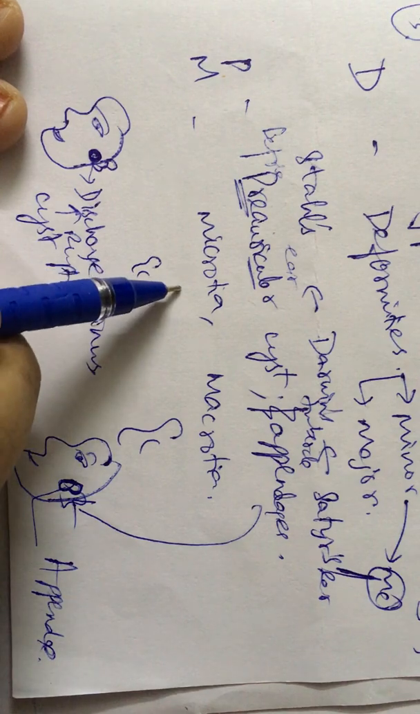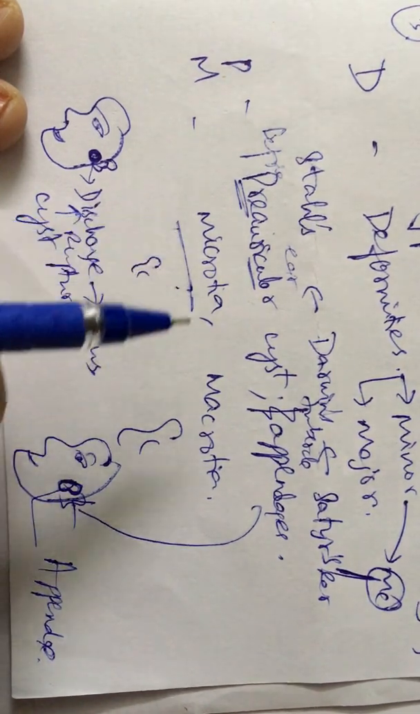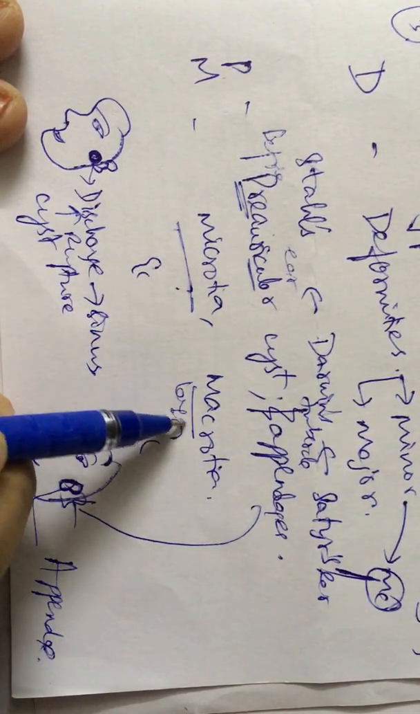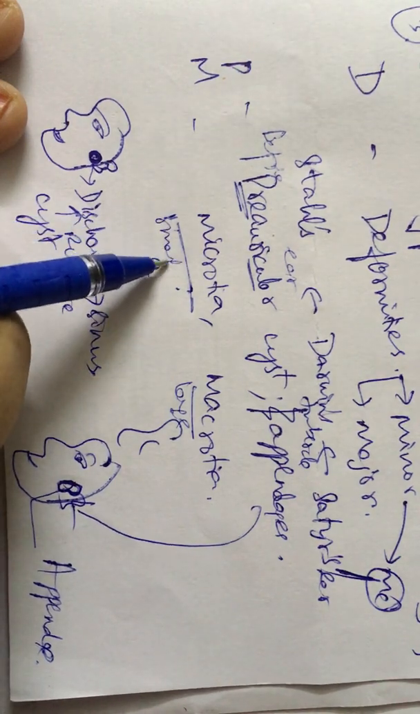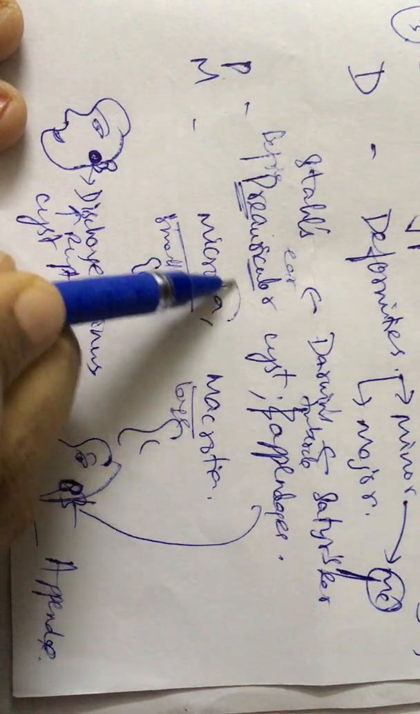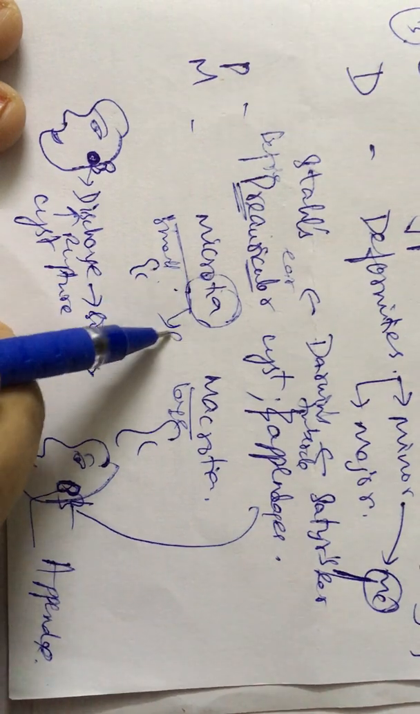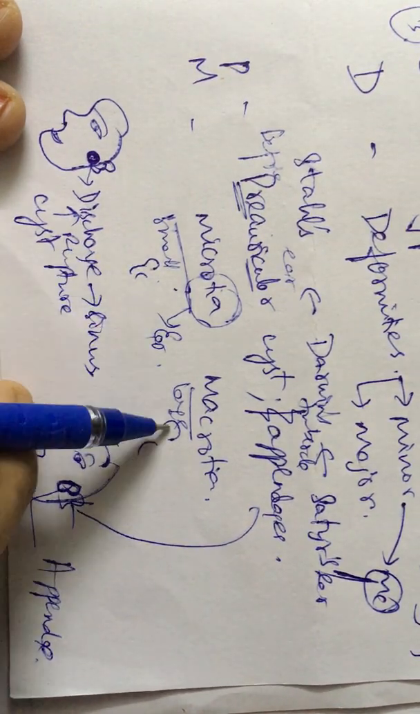And then comes this disorder which I already told, micro meaning small, macro meaning large. So small and large. So microtia, otia meaning ear. So it's a small ear and a big ear.